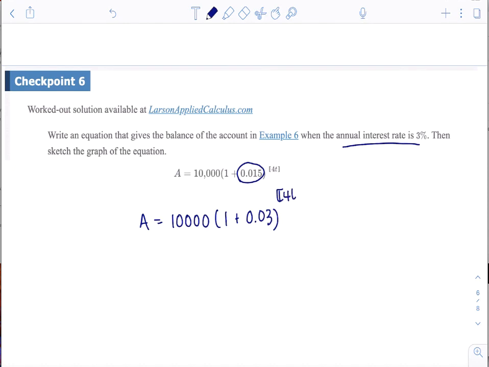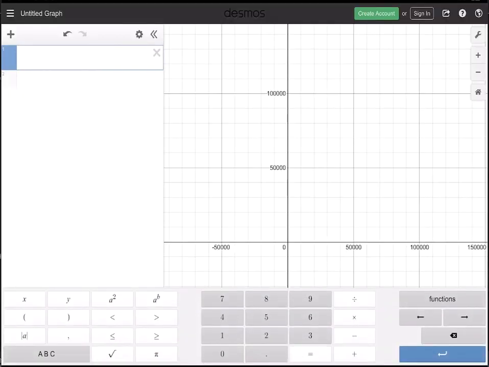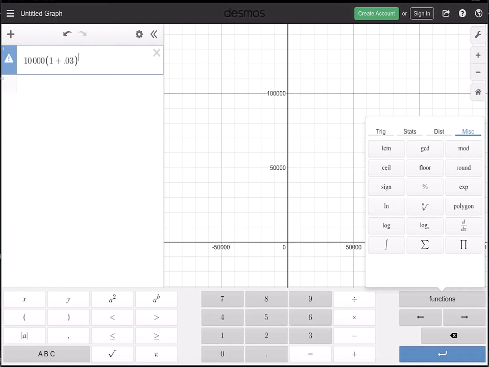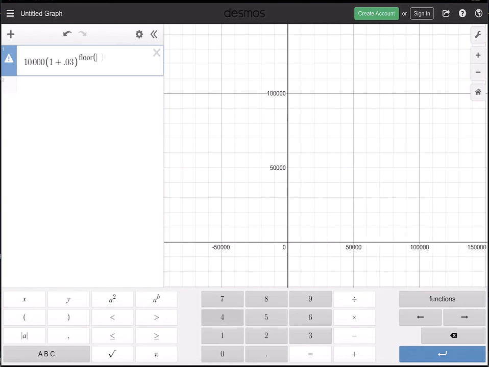And then we'll use our greatest integer function for our exponent 14. We can graph this function in Desmos by taking our 10,000 initial deposit, 1 plus 0.03, close the parentheses, and then there in the exponent, so I'm going to hit that A to the B button to get into the exponent. Then functions, I'm going to use the floor function for x.